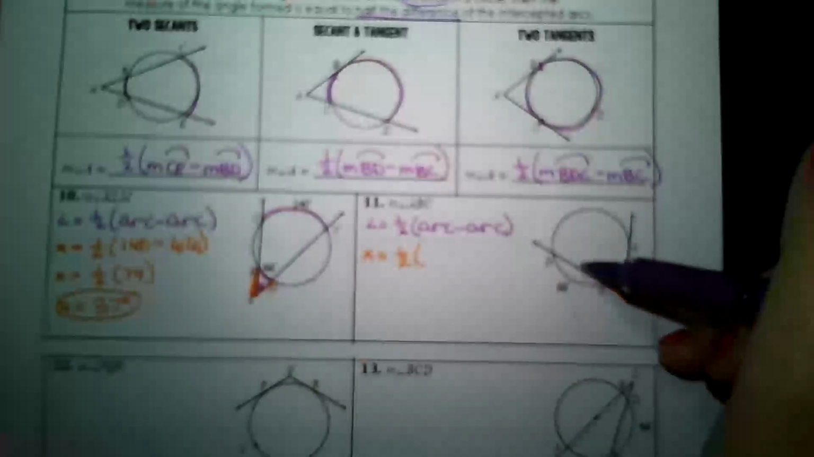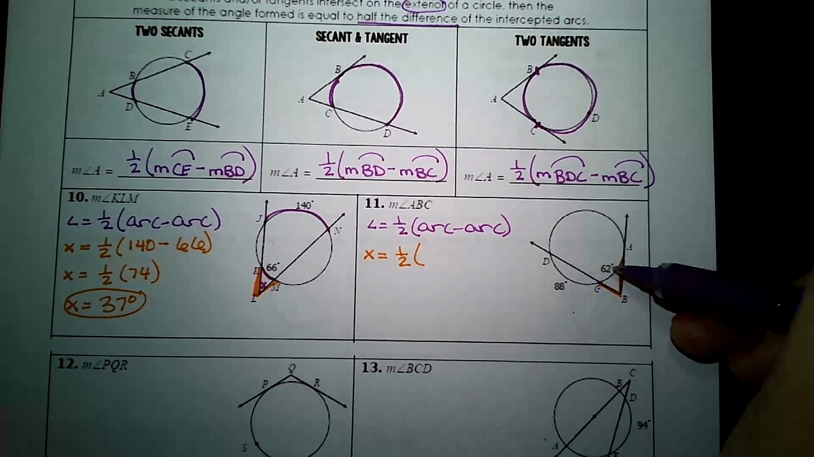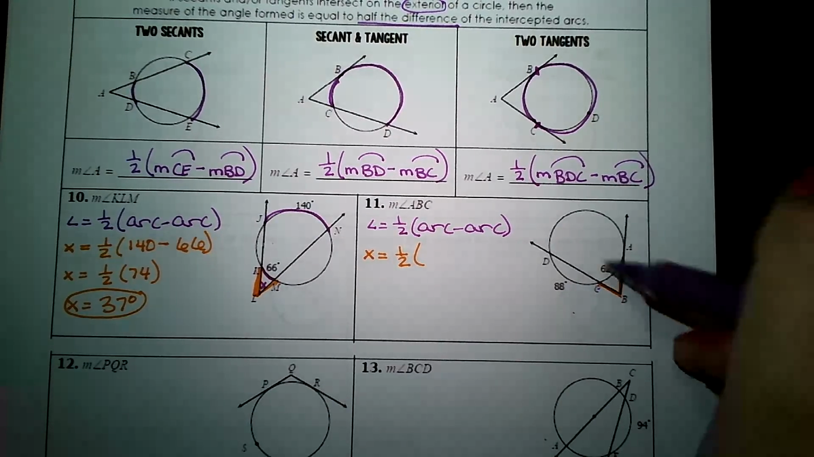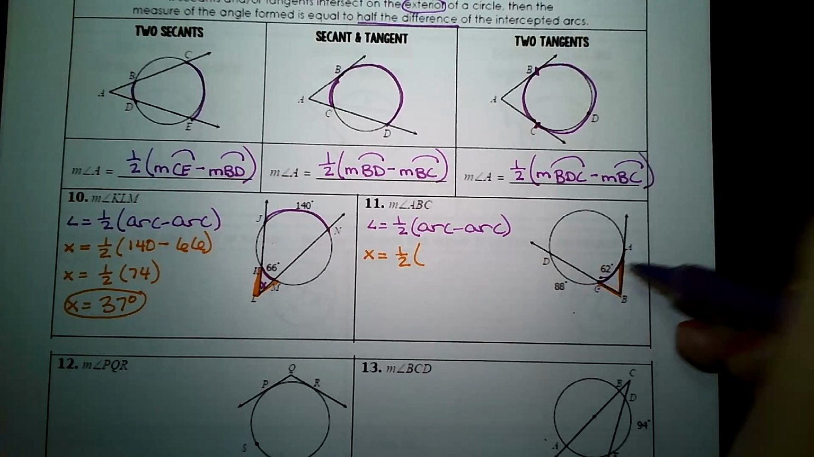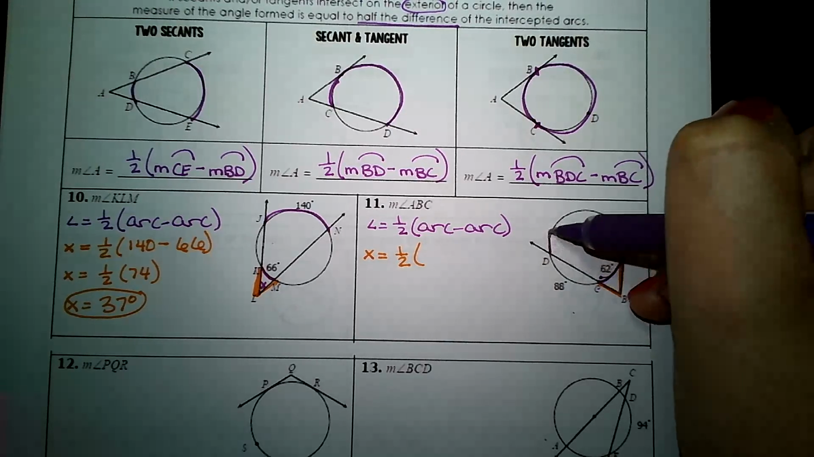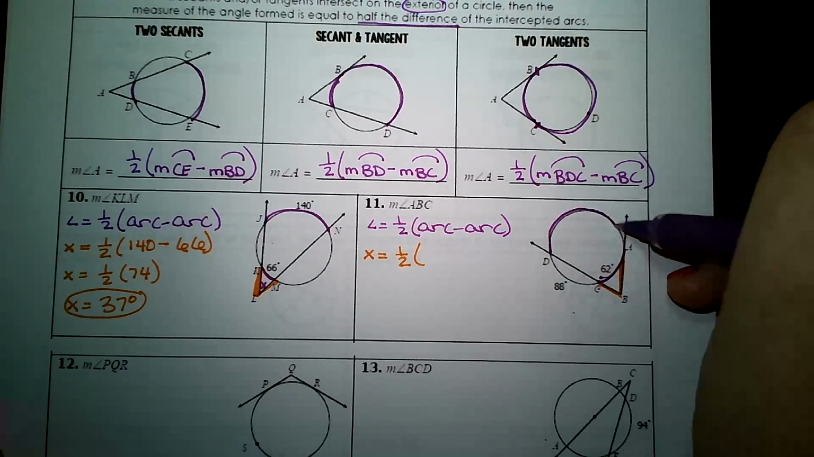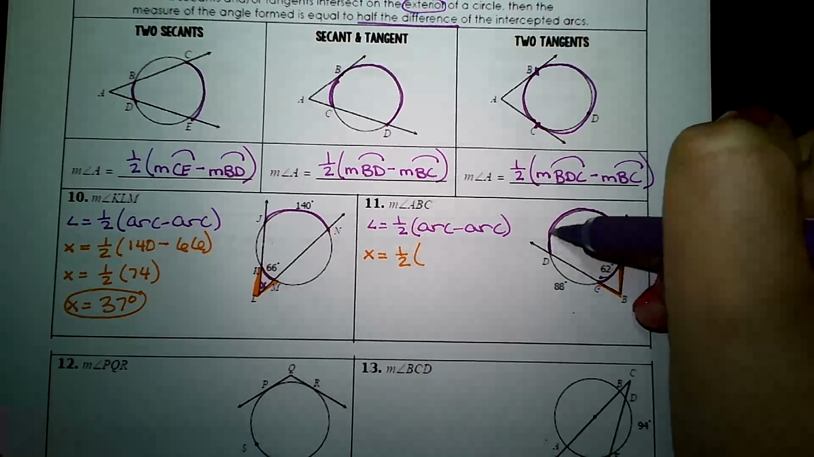We're supposed to find our two intercepted arcs to plug into the formula. One is very clear, 62 degrees. The other is unknown as it is, so I'm sure there's some other kind of work to do first.